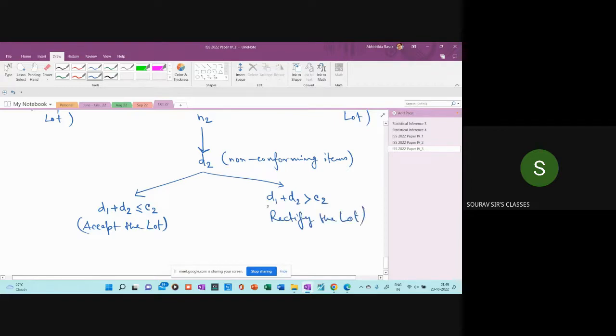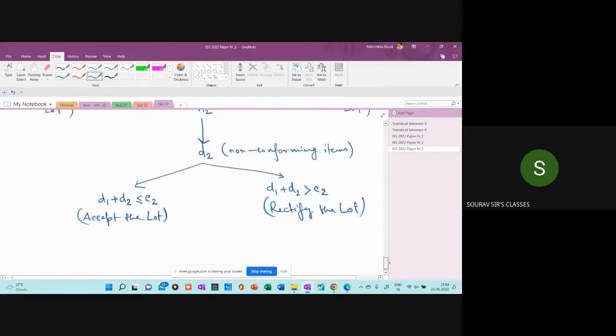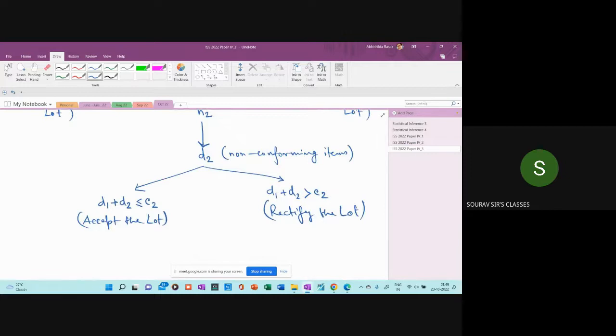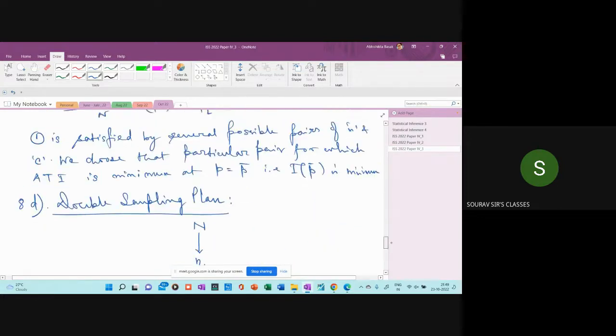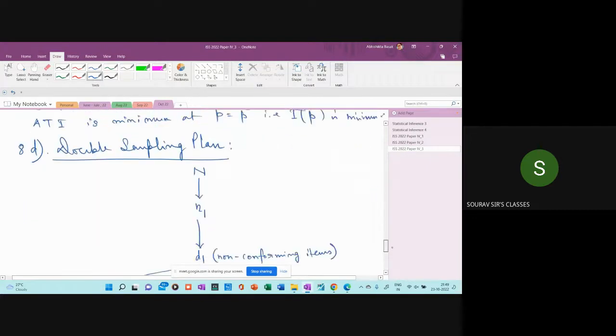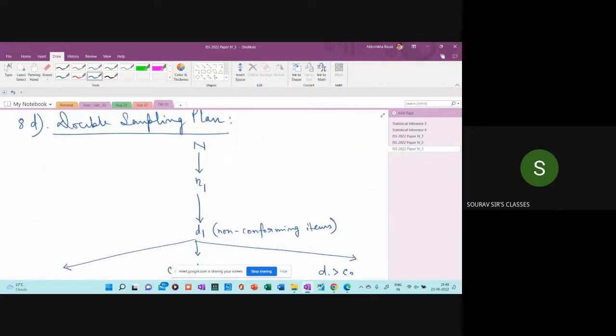So what is actually happening over here? Let me define, this is a flow chart. I am not going to write it because it contains many steps. What this sampling plan deals with is a double step verification. That's why it's called the double sampling inspection plan. The initial lot size is capital N, from which the first sample is taken as small n1, and we say that the number of non-conforming items in n1 is d1.